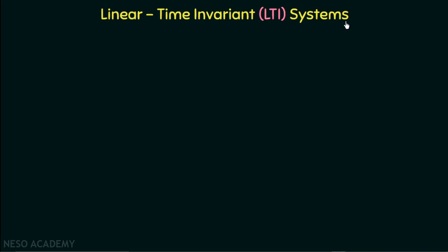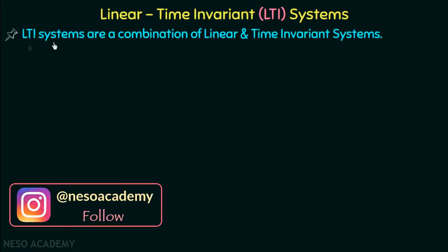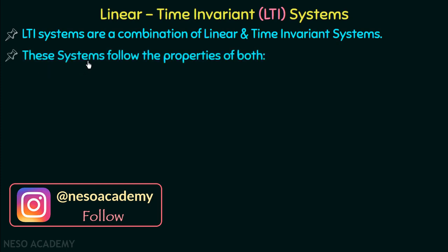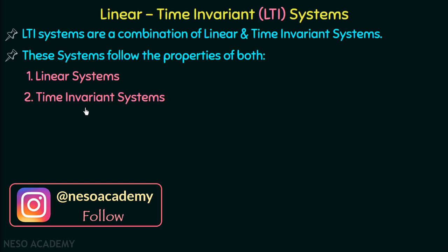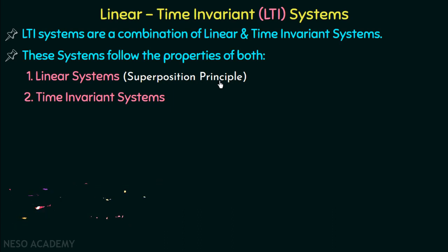So let's start with some important points of LTI systems. LTI systems are a combination of linear and time invariant systems. As the name suggests, these are a combination of linear and time invariant systems. And that's why these systems follow the properties of both linear systems and the time invariant systems. The linear systems follow the superposition principle, which is a combination of additivity and homogeneity. We have discussed additivity and homogeneity principles in the linearity property of Laplace transform.